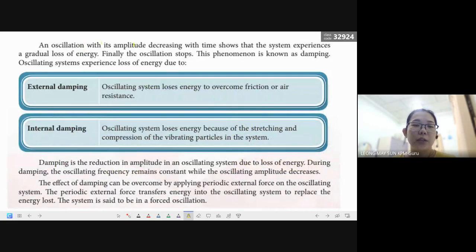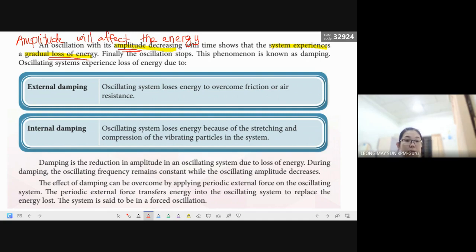Now, an oscillation with its amplitude decreasing with time shows that the system actually experienced a gradual loss of energy. One thing I want to relate is, in terms of waves, amplitude will affect the energy of the wave. So if the amplitude decreases, the system experiences a gradual energy loss, which means the energy decreases as well. Finally, it will keep on decreasing until the oscillation stops.